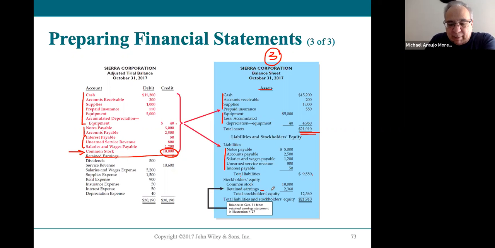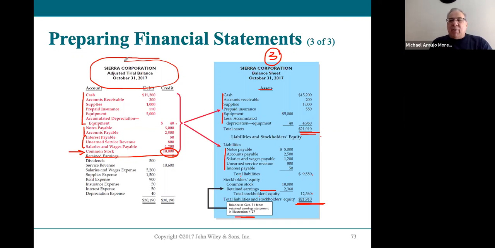So the retained earnings on the balance sheet comes from the retained earnings statement that we just did. So as you see, that means our total stockholders' equity is 12,360. We add these two together, and of course they balance out with our assets, and that's a balance sheet. But notice all of the numbers that we needed come from the adjusted trial balance. You didn't realize that when you were doing this in chapter 1 and chapter 2. They were just giving you the numbers. But if you actually had to look up where those numbers came from, they'd come right from here. Okay?